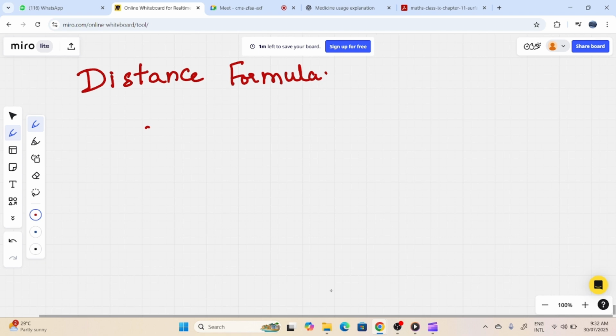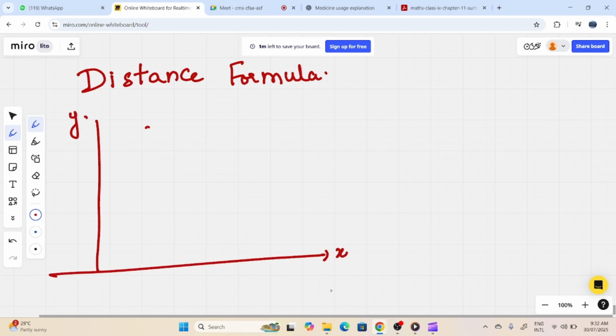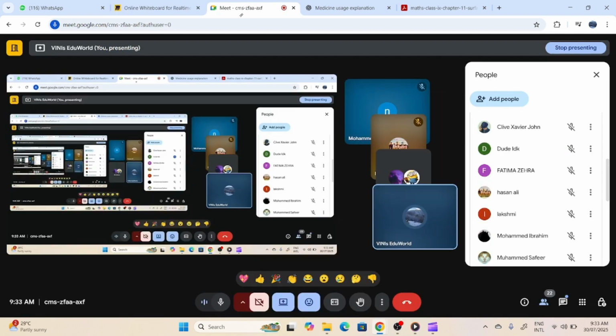Suppose first we need to understand how to derive the equation. I don't want to tell you only the formula. I want you to understand it. So please pay attention. If this is your plane, now suppose we have a point P here and we have a point Q.